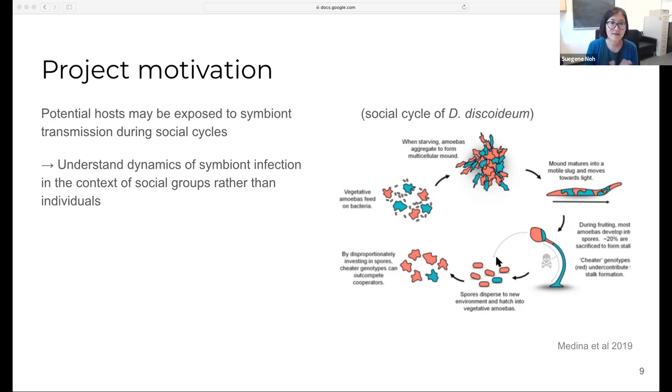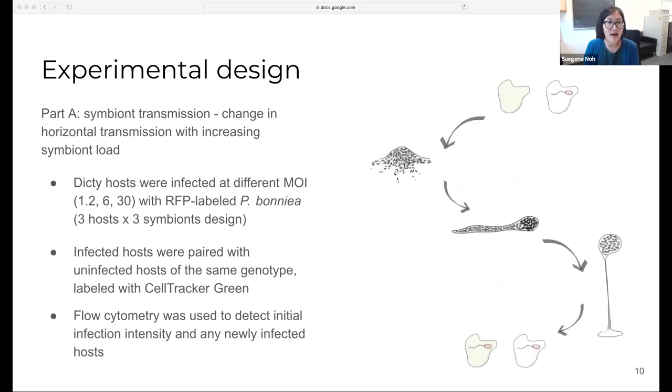These social cycles are really interesting because they ultimately force hosts to be in close proximity to each other, and can present an opportunity for potential hosts to be exposed to Burk infections if there are any native hosts in this mix. These are all unpublished data that we just collected over the past year and into this summer. A lot of these experiments, so far, we have only been doing with one Burk species, Paraburkholderia bonniea.